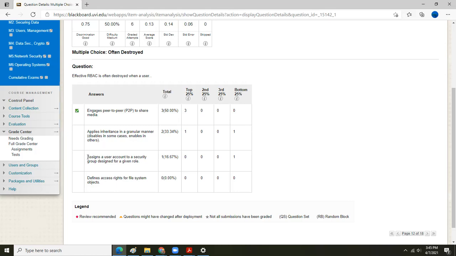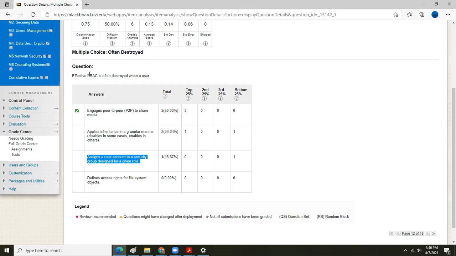If you assign a user account to a security group for a given role, that's what you do when you're properly implementing RBAC. When you define access rights for a file system object properly, that's what you're doing with effective RBAC. So each of these are things that you do so that RBAC works properly.